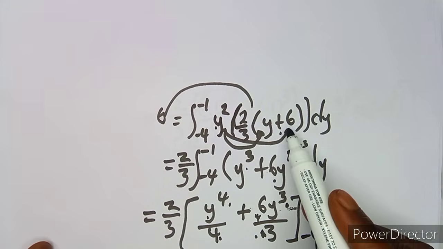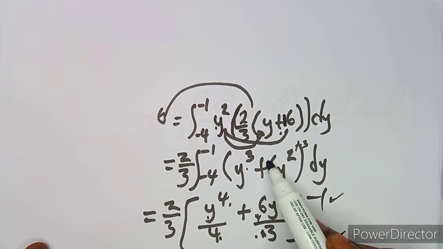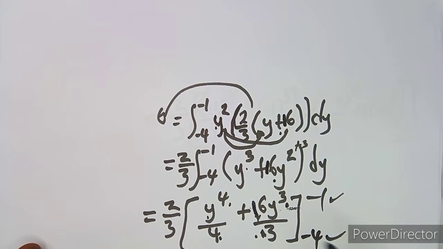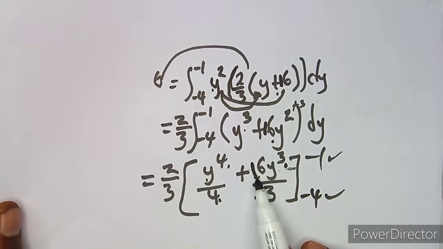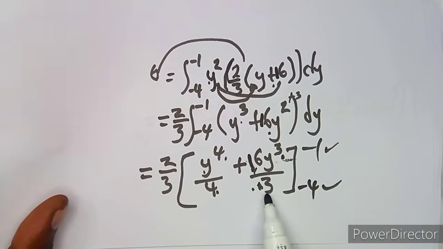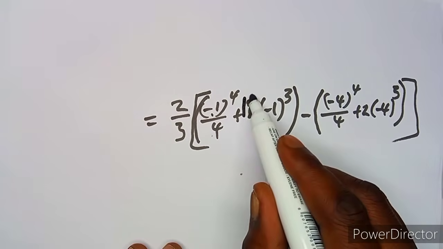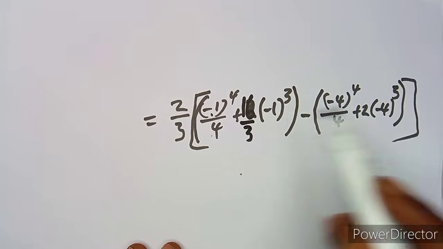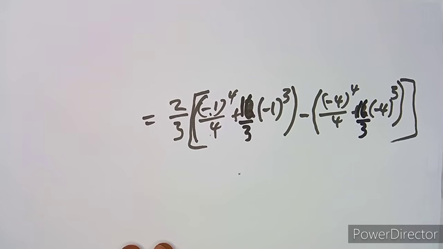I hope someone saw this. So it means everything is now affected because this is a 16 there. How is it going to affect this? It's going to remain as 16 over 3. So this is going to remain as 16 over 3. Now it makes sense.